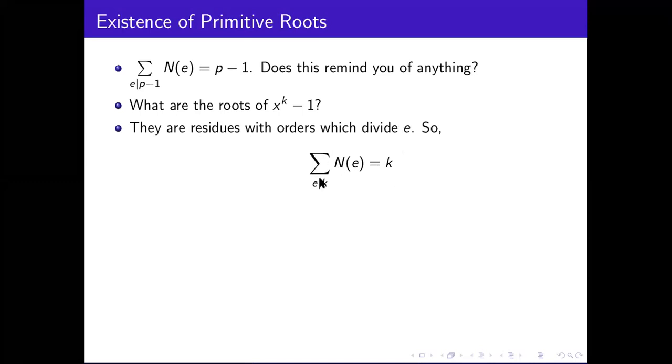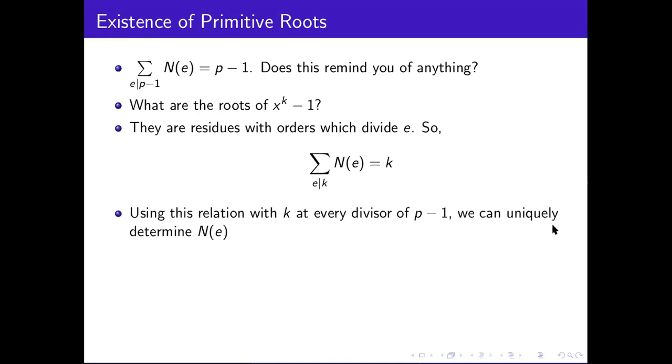So the sum over e dividing k of n(e), on the left-hand side, counts all the roots of x to the k minus 1. And we already know that x to the k minus 1 has exactly k roots. So we know that the sum over e dividing k of n(e) is equal to k. So remember, k is an arbitrary divisor of p minus 1.